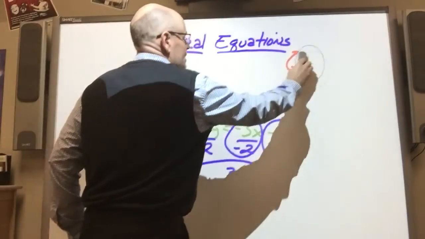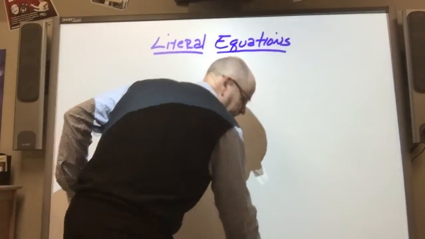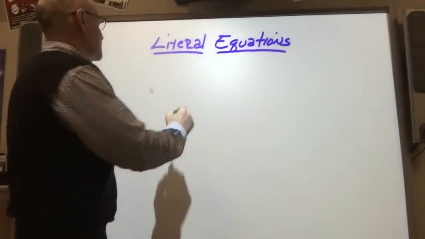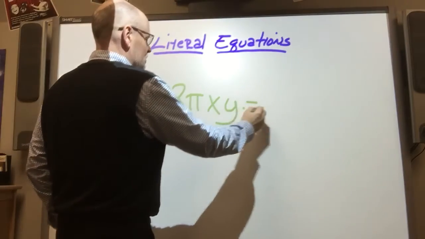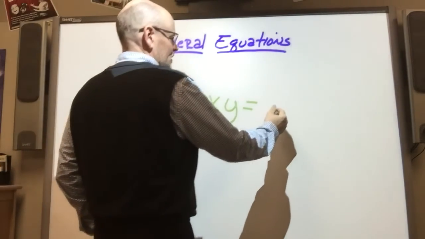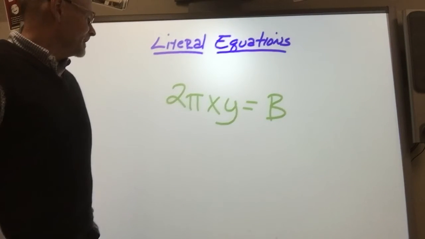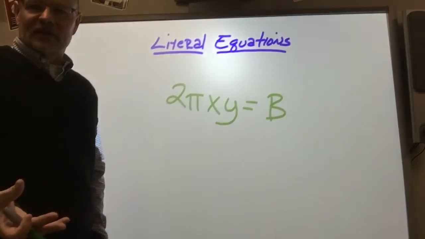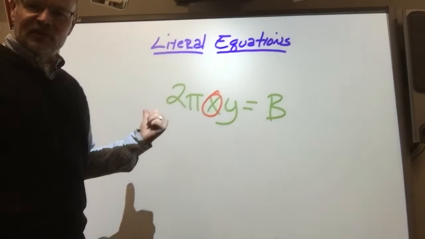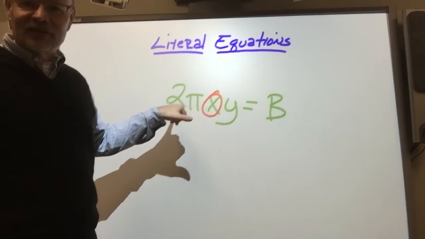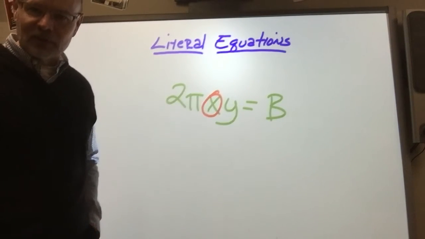Another example you may see on your assignment or may encounter. Let's just make up a problem. Let's say you had 2 pi x y equals b. Just making up some letters. Doesn't matter. Let's say in this case I want to solve for x. I'm going to get x by itself. Well, notice, just like the previous example, these are all in a line. They're all next to each other. They're touching each other. We understand that everything here is being multiplied together.